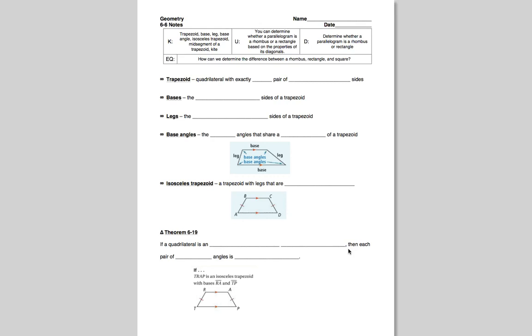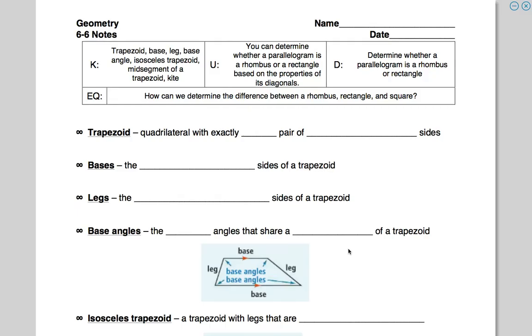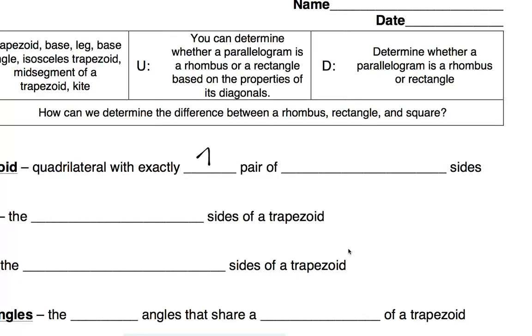All right, section 6.6. We're going to start by defining some things that we know we've heard before in the past, but we're going to go ahead and finally define them so we can start using them. The first one is a trapezoid. A trapezoid is a quadrilateral with exactly one pair of parallel sides.